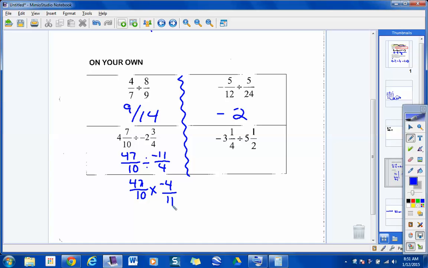I like to leave my negatives up top. You don't really have to move the negative. If you move it to the bottom, it's A-okay. Okay. Boy, 47 times 4. Is that 188? Okay, so negative 188 over 110.